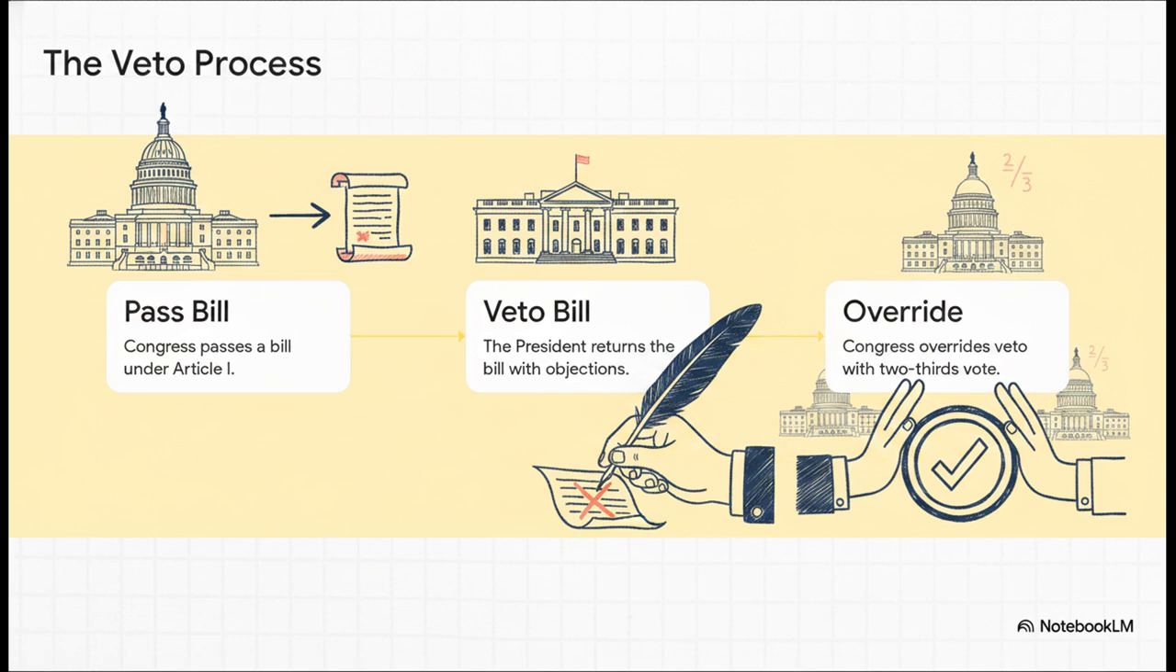But wait, Step 2. The president can check Congress by returning it with objections. We call that a veto. It doesn't end there, though. Step 3, Congress can check the president right back by reconsidering that exact bill and overriding the veto with a 2/3 vote. They're absolutely forced to share power.